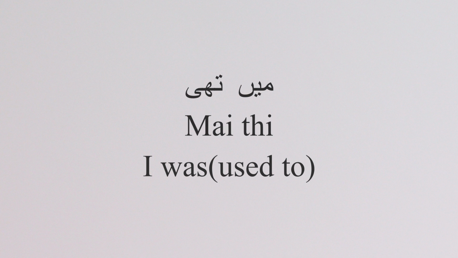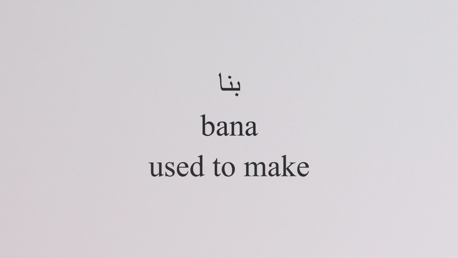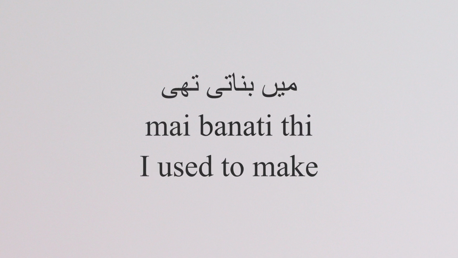So the past habitual tense is used to indicate an action that you used to do or that were habitual in the past. For example, they used to make cakes. The bana is the verbal stem, ti is the suffix, and instead of the present tense auxiliary verb, tha, thi is something we'll use. So मैं बनाती थी.